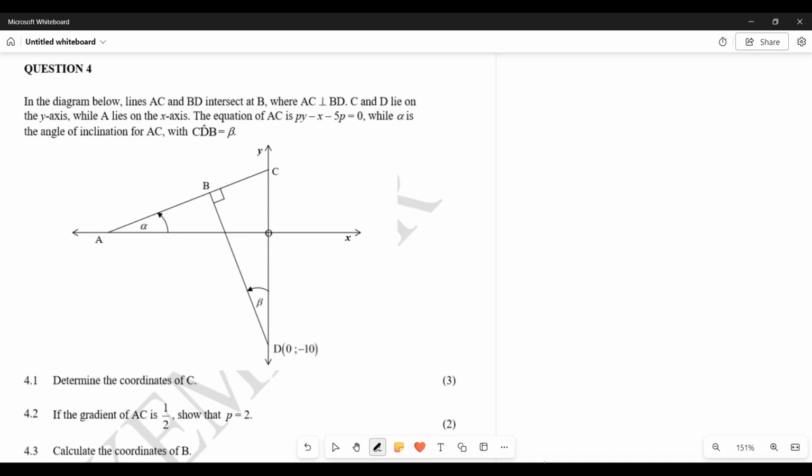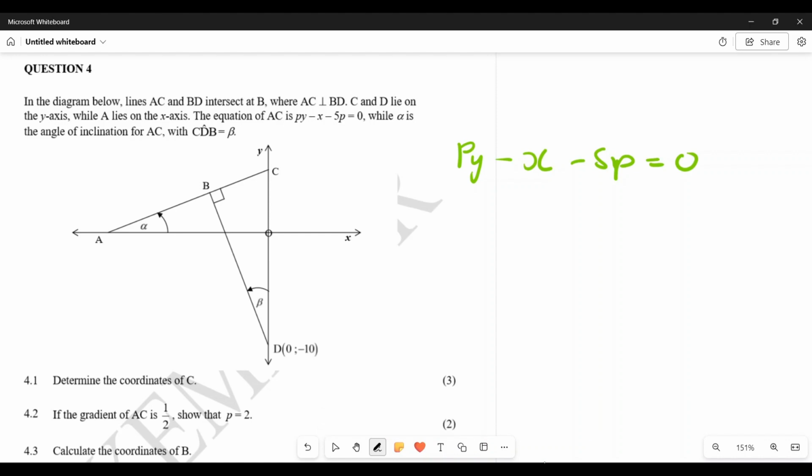Now, here we are given in this diagram below, lines AC, BD and BC intersect one another at B, whereby they are perpendicular to one another. They've given us the equation of AC, which is py minus x minus 5p is equal to 0. Now, we need to determine the coordinates of C. Remember, making use of your equation of AC, you need to try and calculate the coordinates of C.